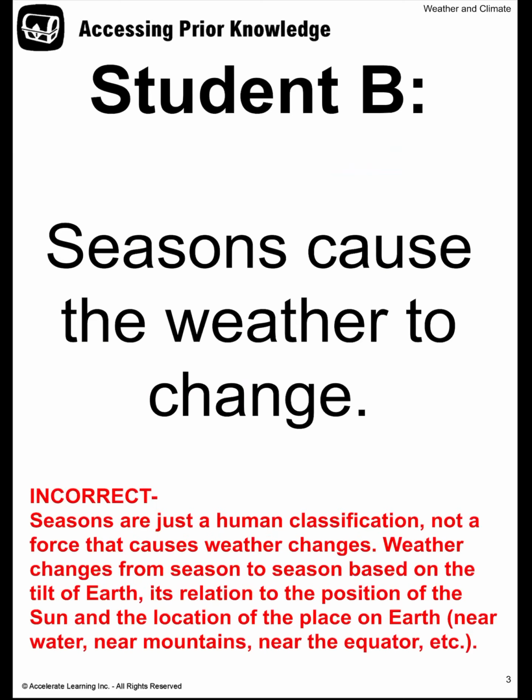We just notice those weather and climate patterns, and we give them a name like fall, summer, winter, or spring. So seasons themselves are just names. They're just words, and they're just classifications for a certain type of pattern in our weather.